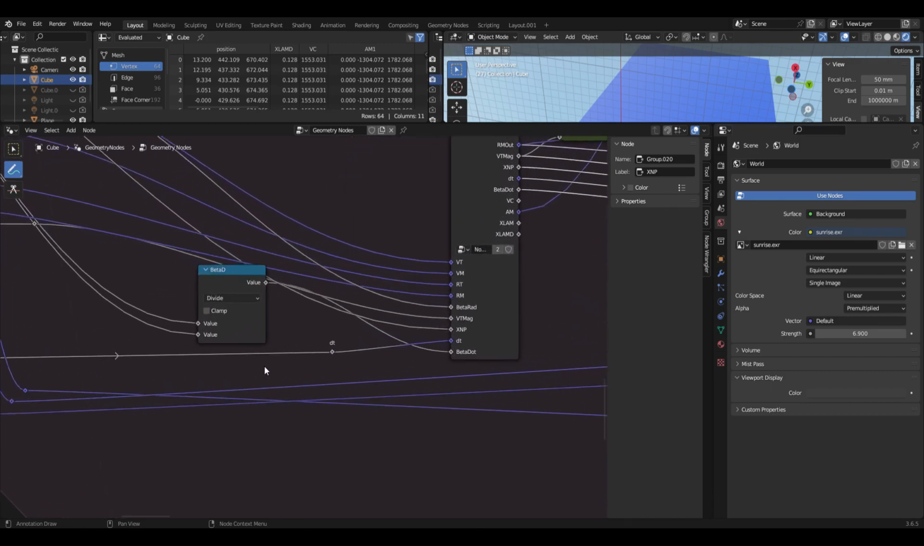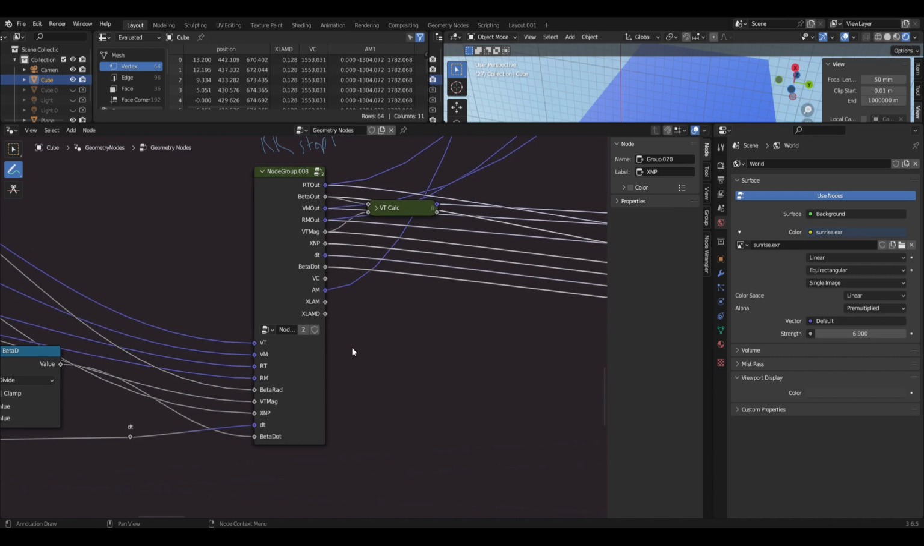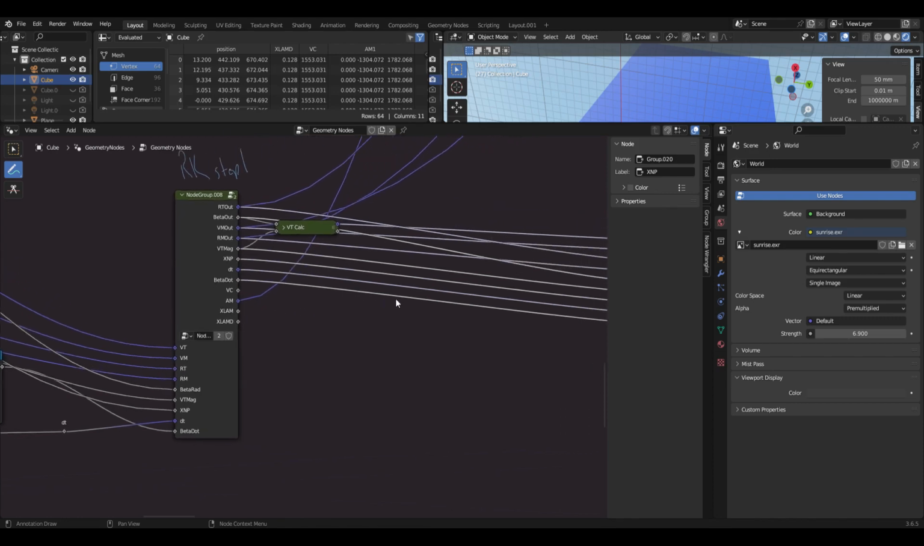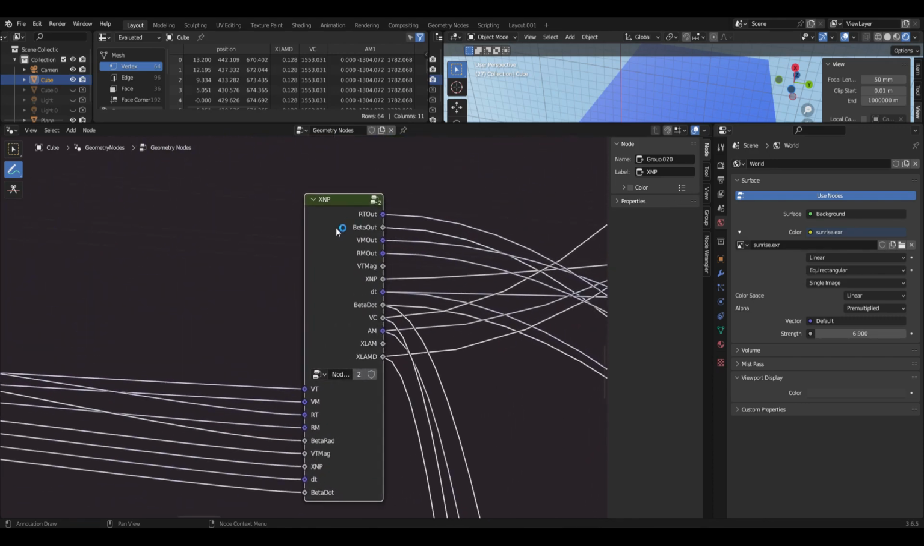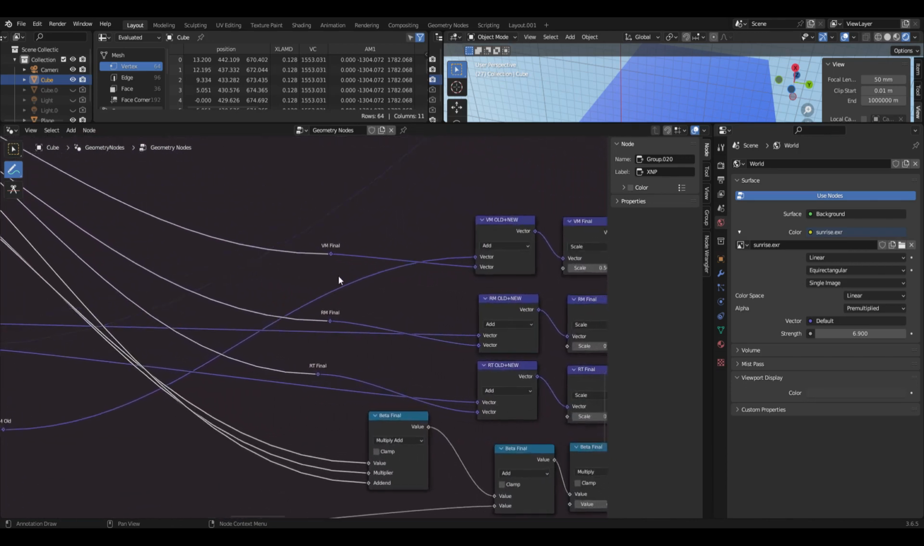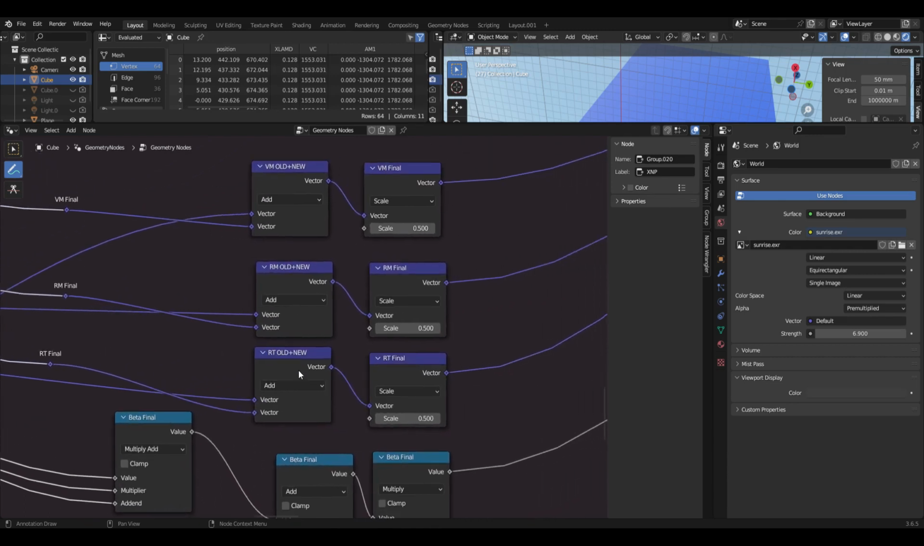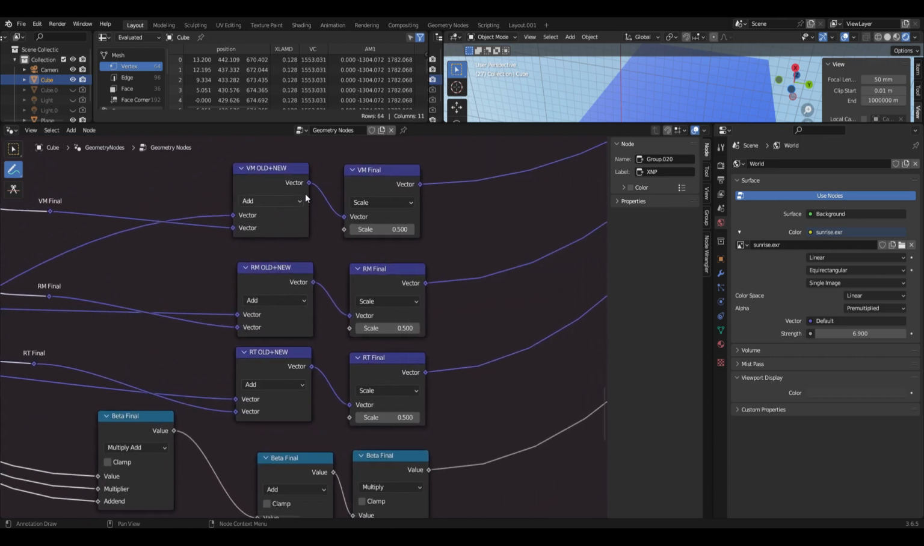And then finally, those are combined, and it's the VM old plus the VM new, the old plus what comes out of that second step, and the same for RM and RT, and those are the final values once you divide them by 0.5, and that's just the math of the Runge-Kutta second method, second order method.